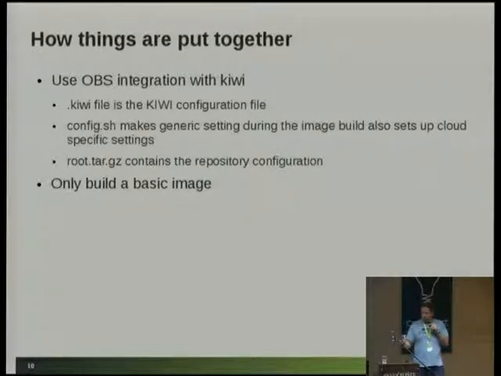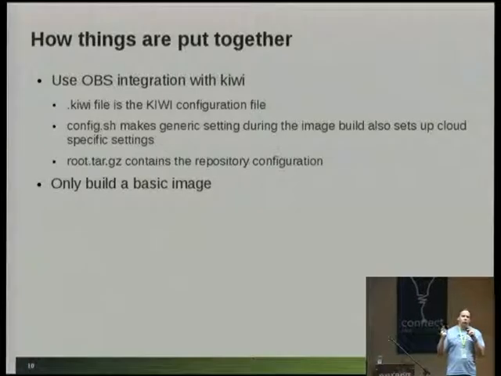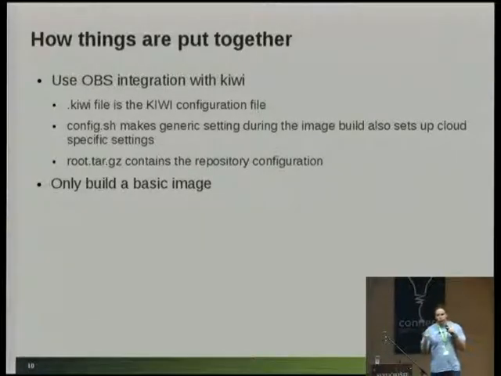And then the root tarball that you saw, that's an overlay tree that puts certain files into the image. In this case, it's pretty empty. It contains the network configuration, so it sets up eth0 as DHCP, and it puts in the license files, okay, which is basically what we need. But the rest of the image is very basic.